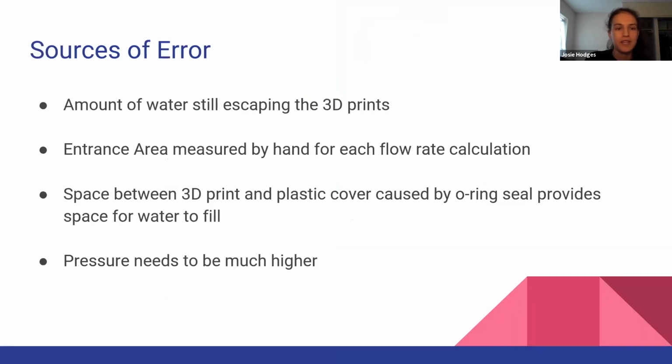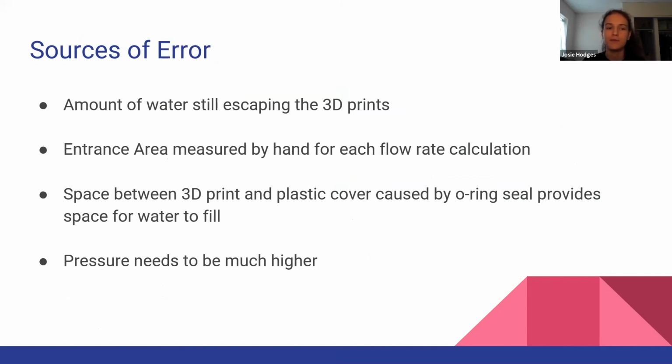Okay, so here are some sources of error. I've talked about a couple of them so far, but there was still water escaping the 3D prints after the water sealant, and it was around where the tubes entered into the 3D print itself. So that could cause a small amount of error there in pressure readings and flow rate.